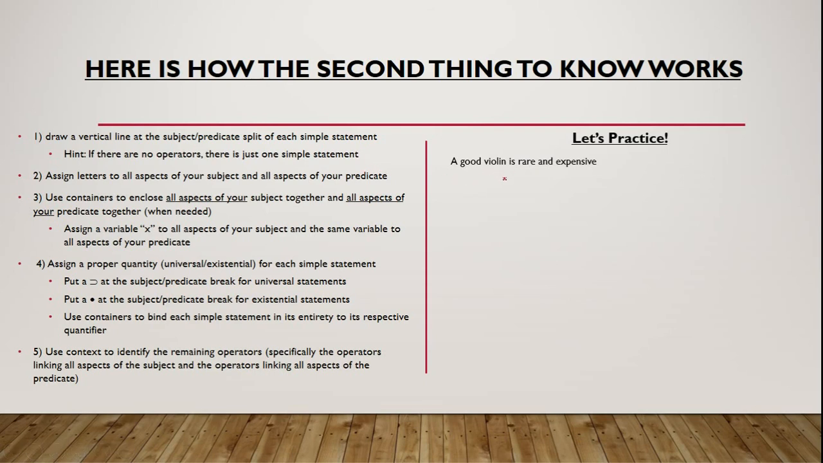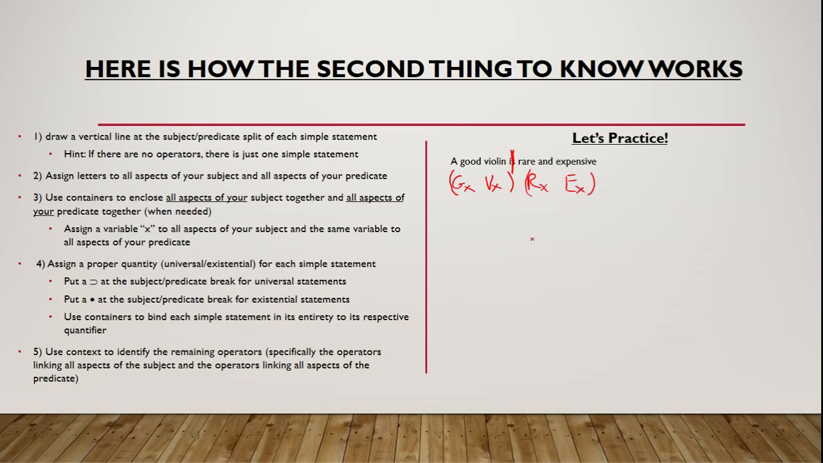Step 1, draw a vertical line at the subject predicate split of each simple statement. Step 2, assign letters to all aspects of your subject and all aspects of your predicate. So we have G for good, V for violin, R for rare, E for expensive. Step 3, use containers to enclose all aspects of your subject together and all aspects of your predicate together. So we're enclosing the good with the violin, and we're enclosing the rare with the expensive. Then we're going to assign a variable x to all aspects of your subject and the same variable to all aspects of your predicate. So Gx, Vx, Rx, Ex.